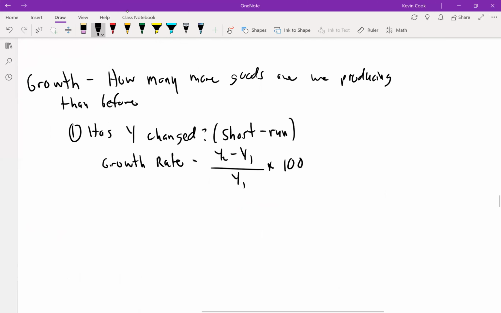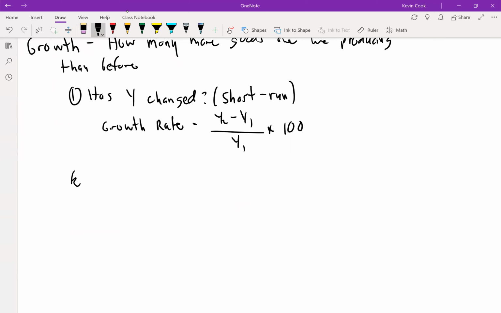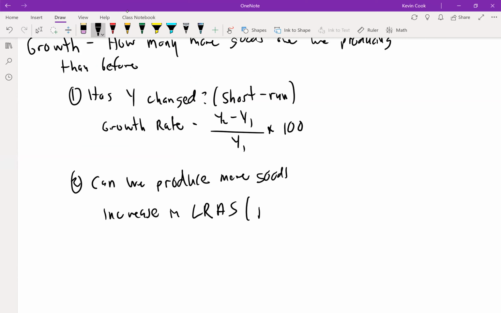But the second thing that we can do to tell growth is we can ask, can we produce more goods? And what this looks at is an increase in our long run aggregate supply, or potential GDP. So with this one, we're actually able to produce more goods. We're actually able to have more output, which again isn't necessarily the economy growing itself, but that increase in productivity can help us push up to that next level or to a higher productivity.